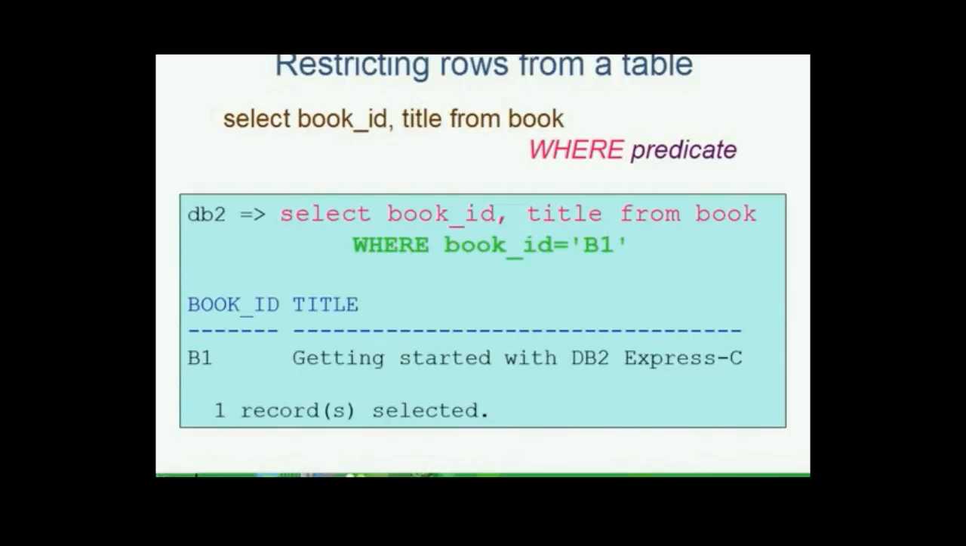Take notice of the query that we have used. Select book ID, title from book where book ID is equal to B1. The result set is restricted to just one row whose condition evaluates to true.